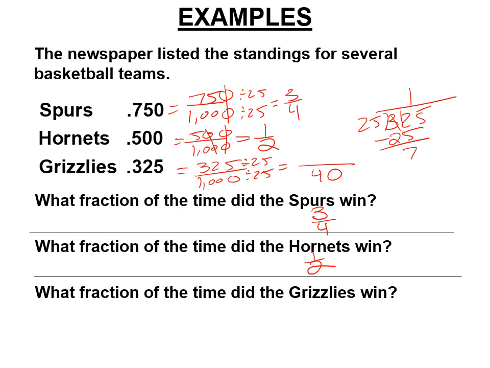And we get a remainder of 7. Bring down 5. 25 goes into 75 3 times. Oh, they won 13/40. It's not nearly as nice a fraction, right? If they play 40 games, they win about 13.